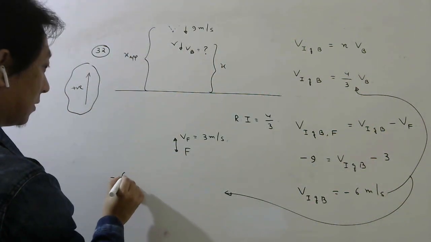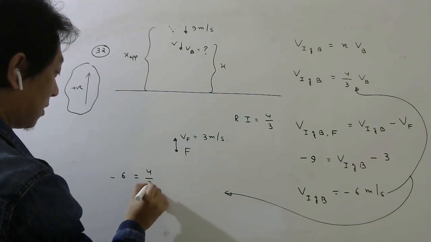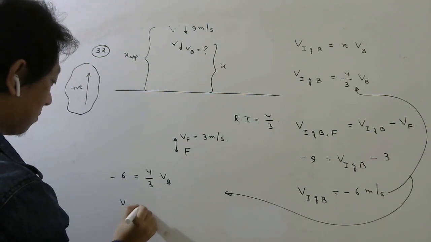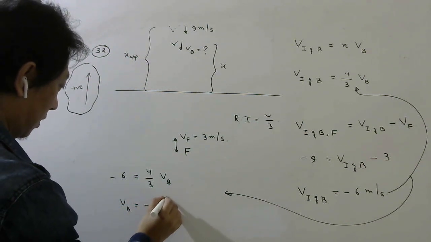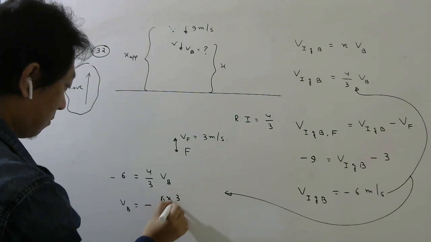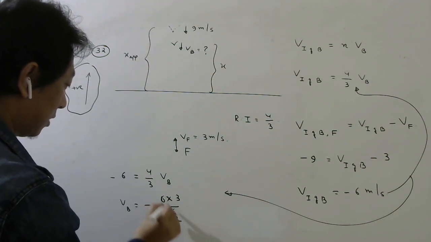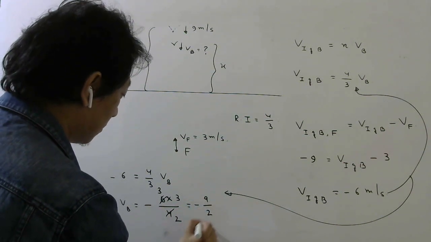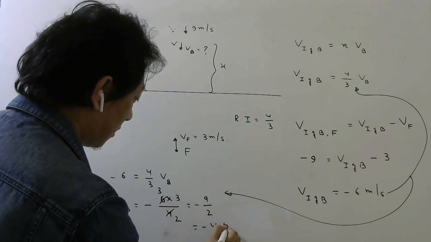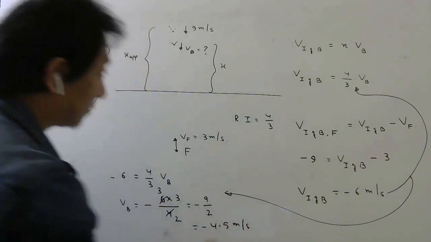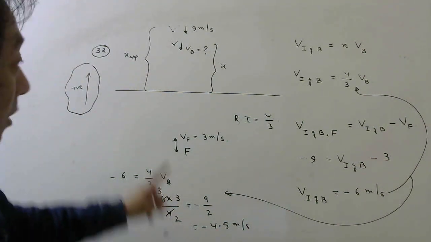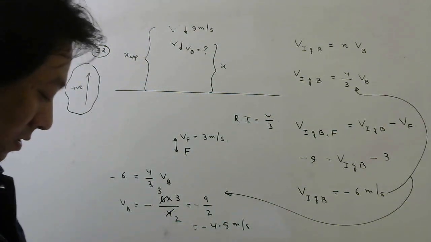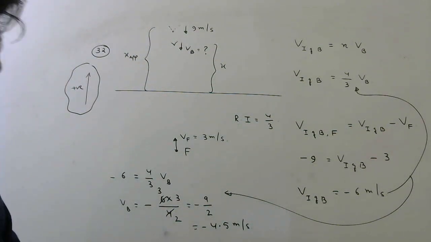So minus 6, 4 by 3 velocity of bird. So velocity of bird will be minus 6 3s are 18, or 6 into 3 by 4. 2 2s are 4, 2 3s are 6. Minus 9 by 2, minus 4.5 meter per second. Since it came minus, it means bird is moving down. Okay, so answer is 4.5 meter per second.